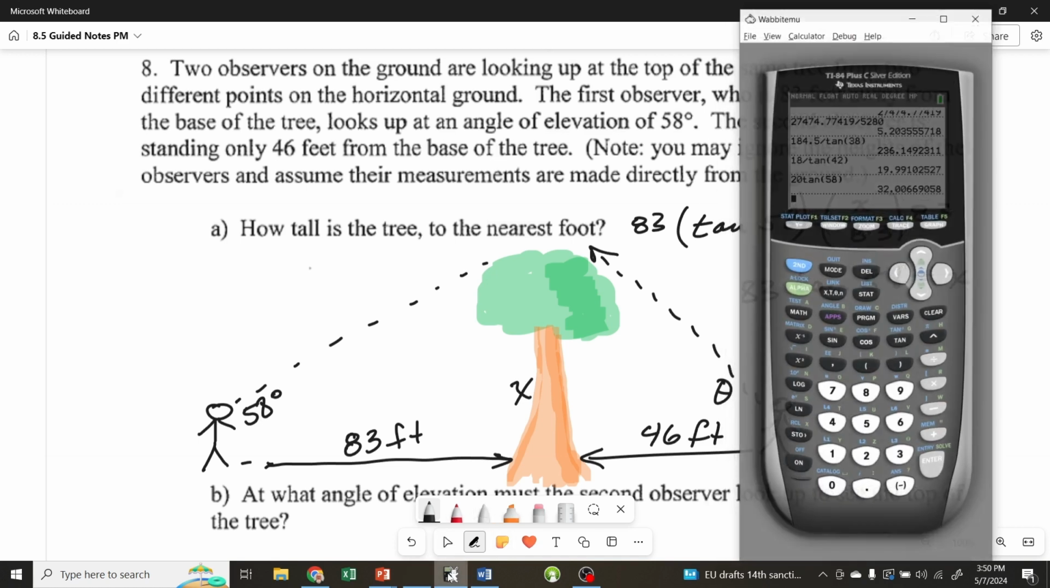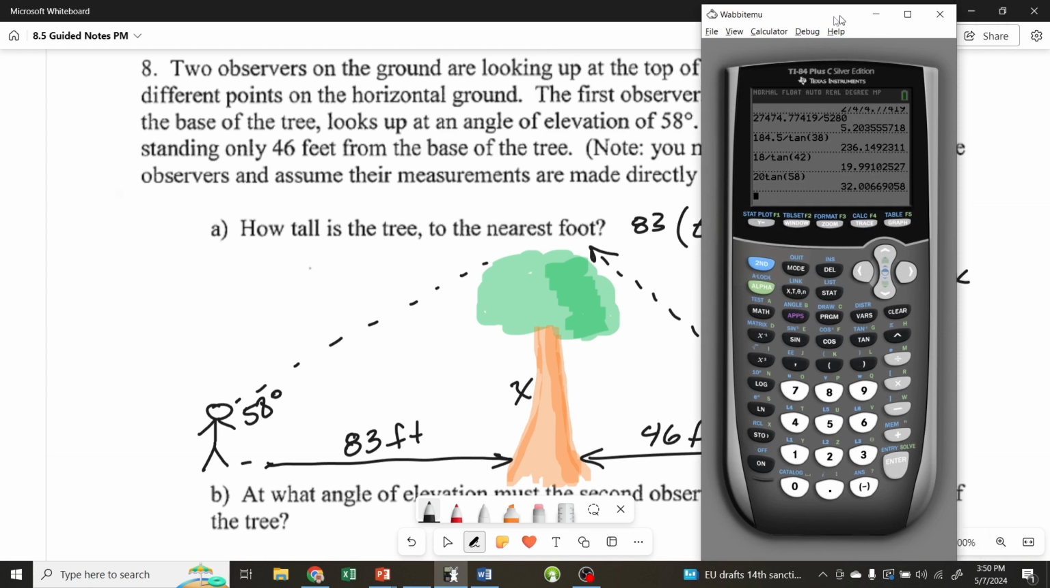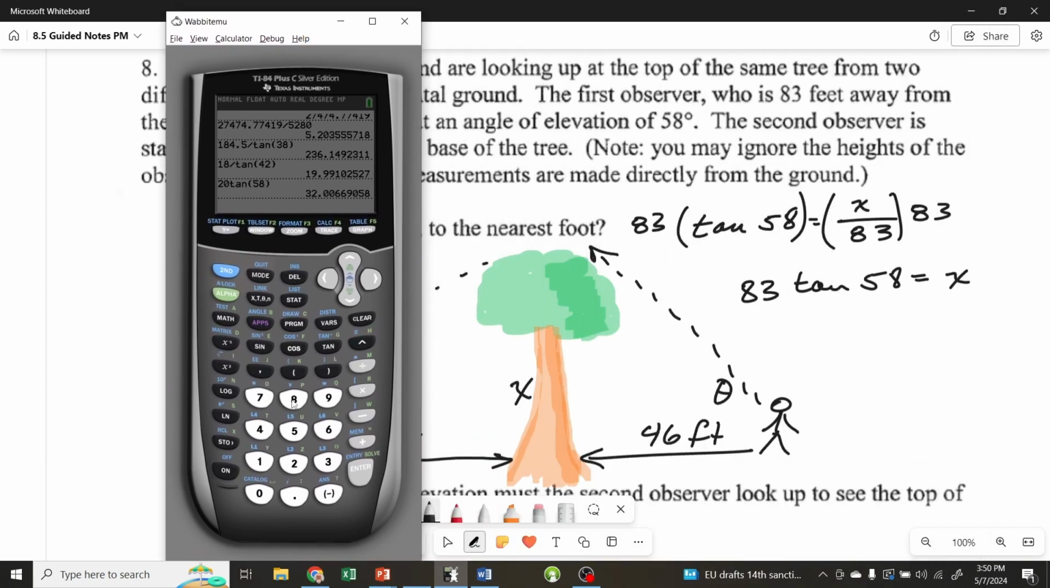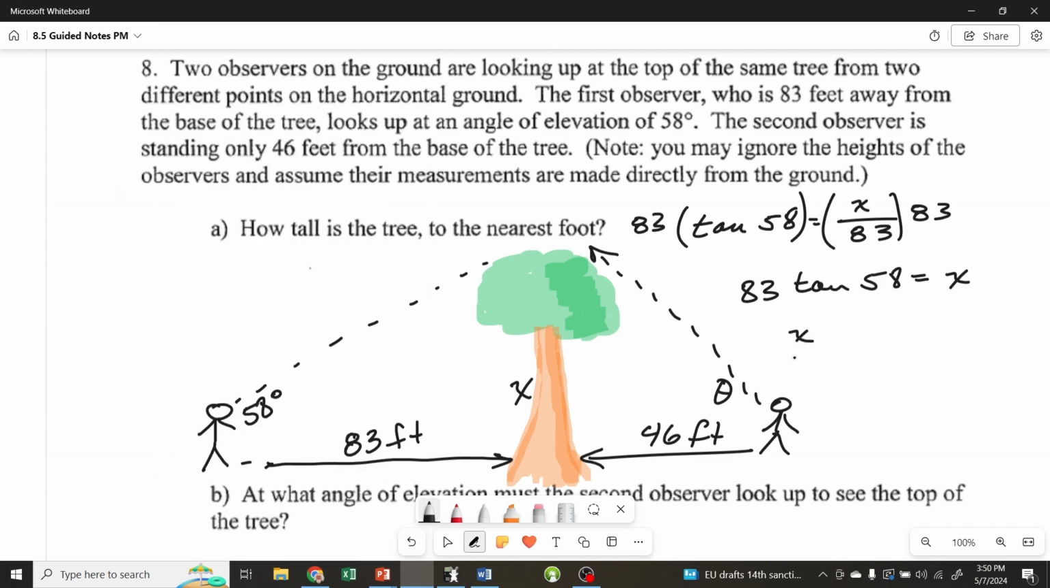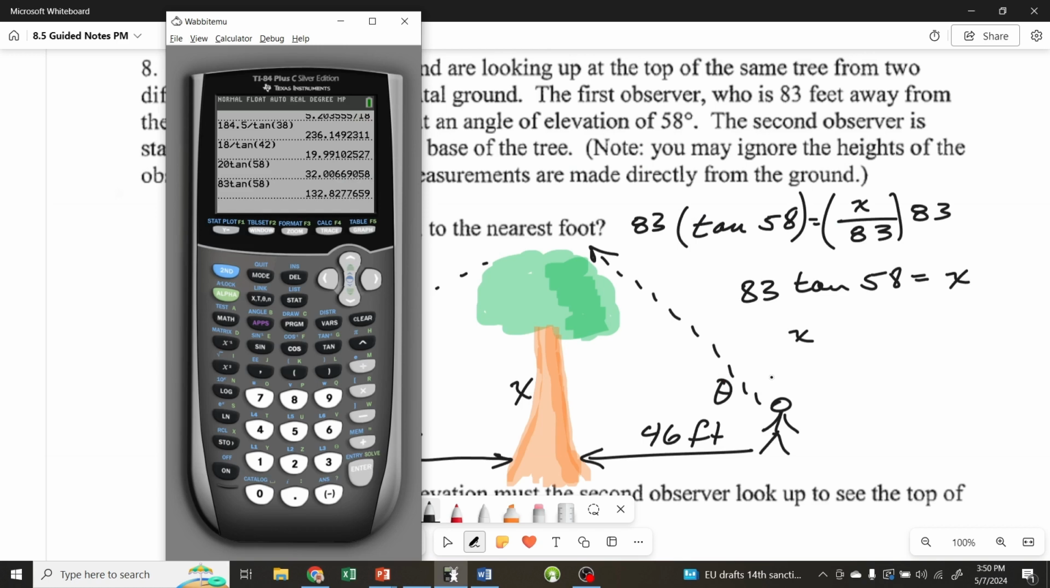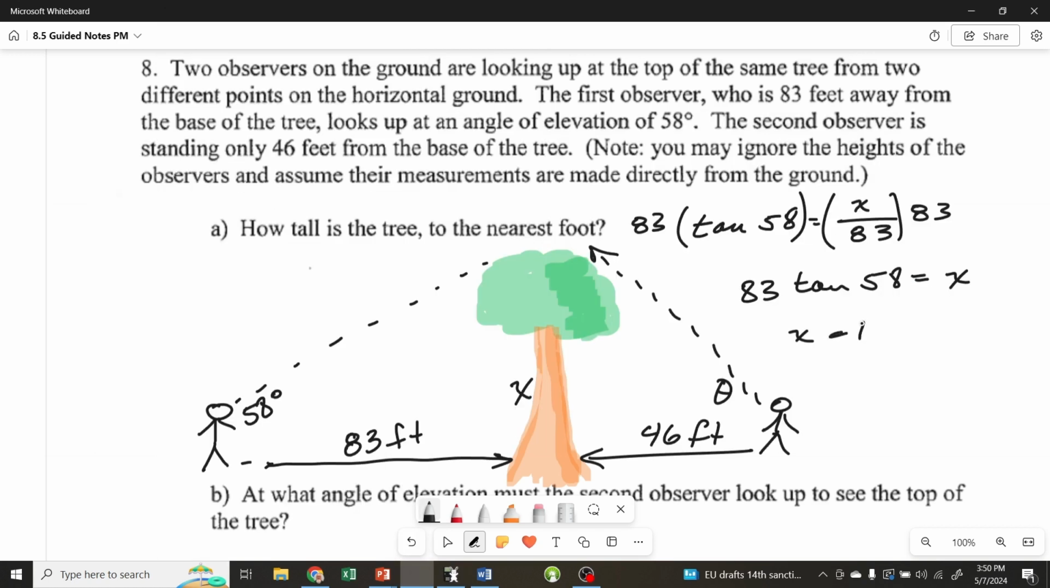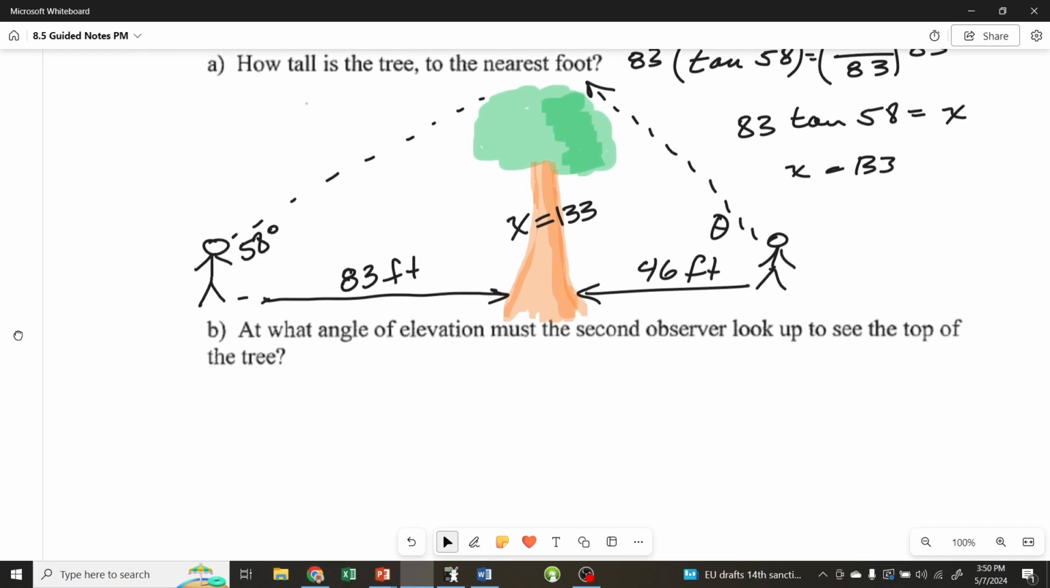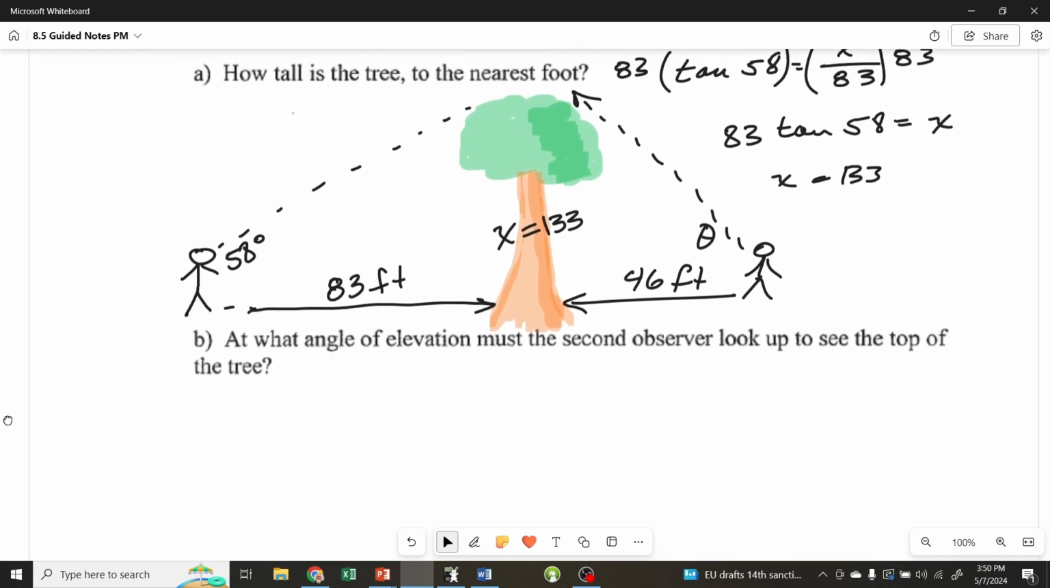Great time now to pull out our calculator and plug in 83 tangent 58. So the height of our tree, x, right? The height of our tree is 132.82. So we're going to say 133, right? So x is 133. Now the question is, okay, what's the angle of elevation for our observer?